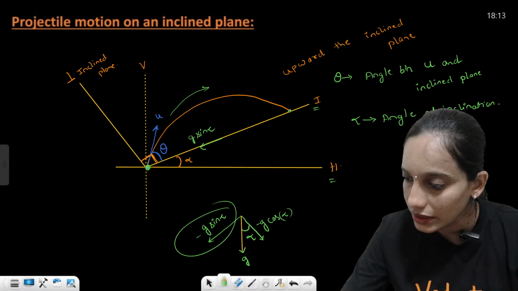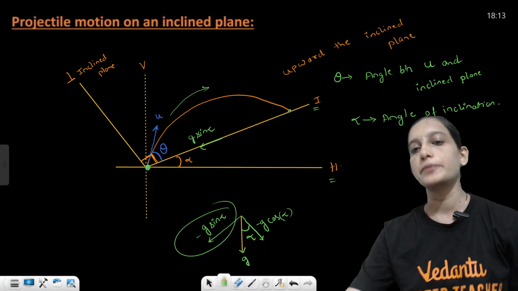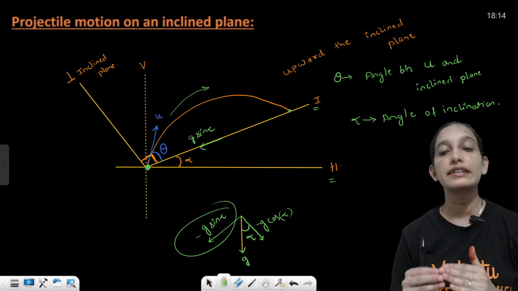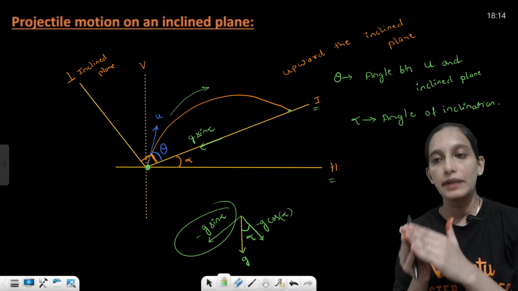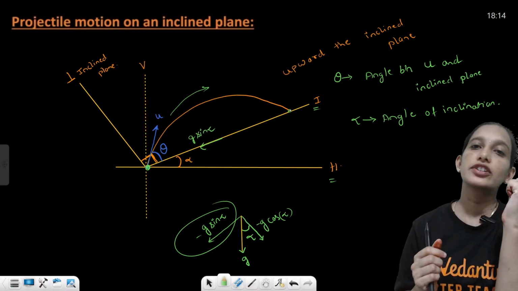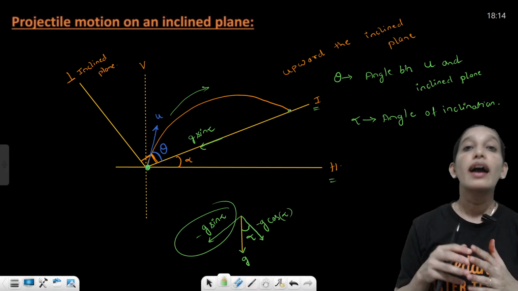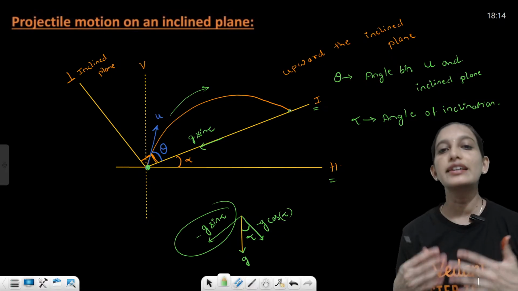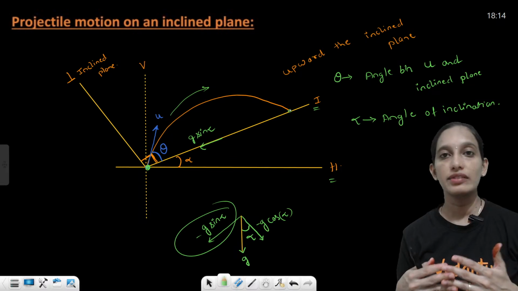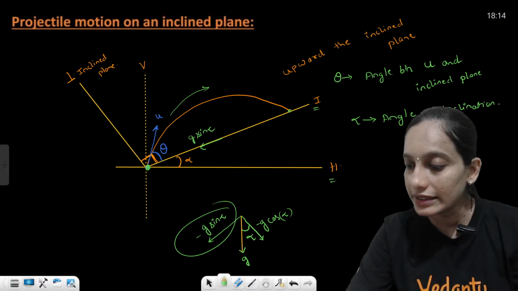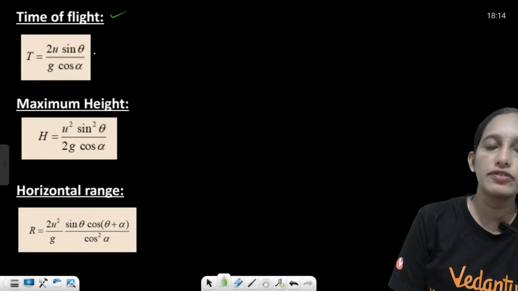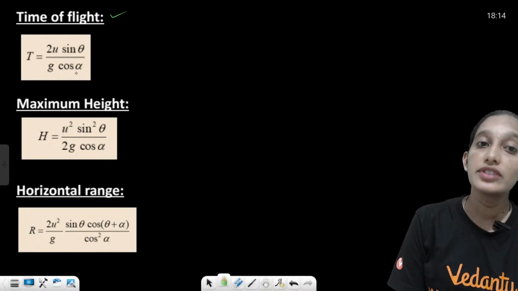Kindly just give me a quick thumbs up so that I know you're following and I can go ahead. Okay, so the particle is getting decelerated along the inclined plane because our acceleration is g sin alpha acting opposite to the direction of motion of the particle. Okay, so it is retarded motion, with minus g sin alpha. So we had time of flight as 2u sin theta by g cos alpha.